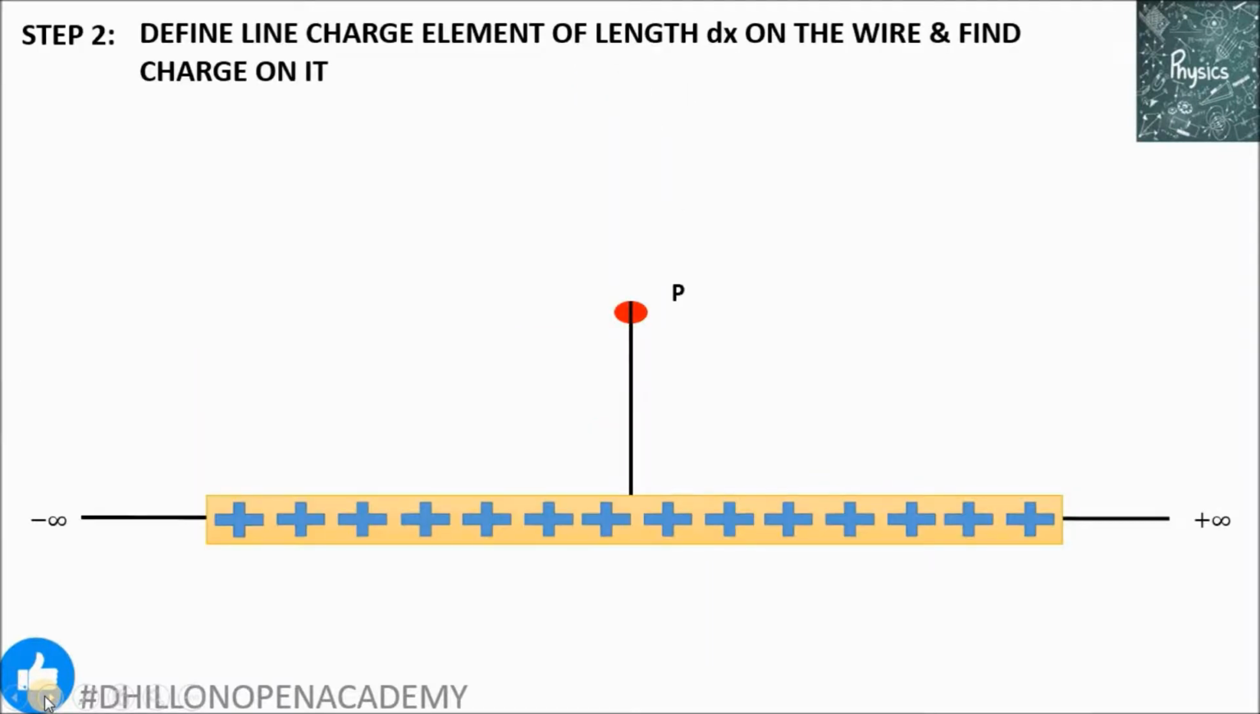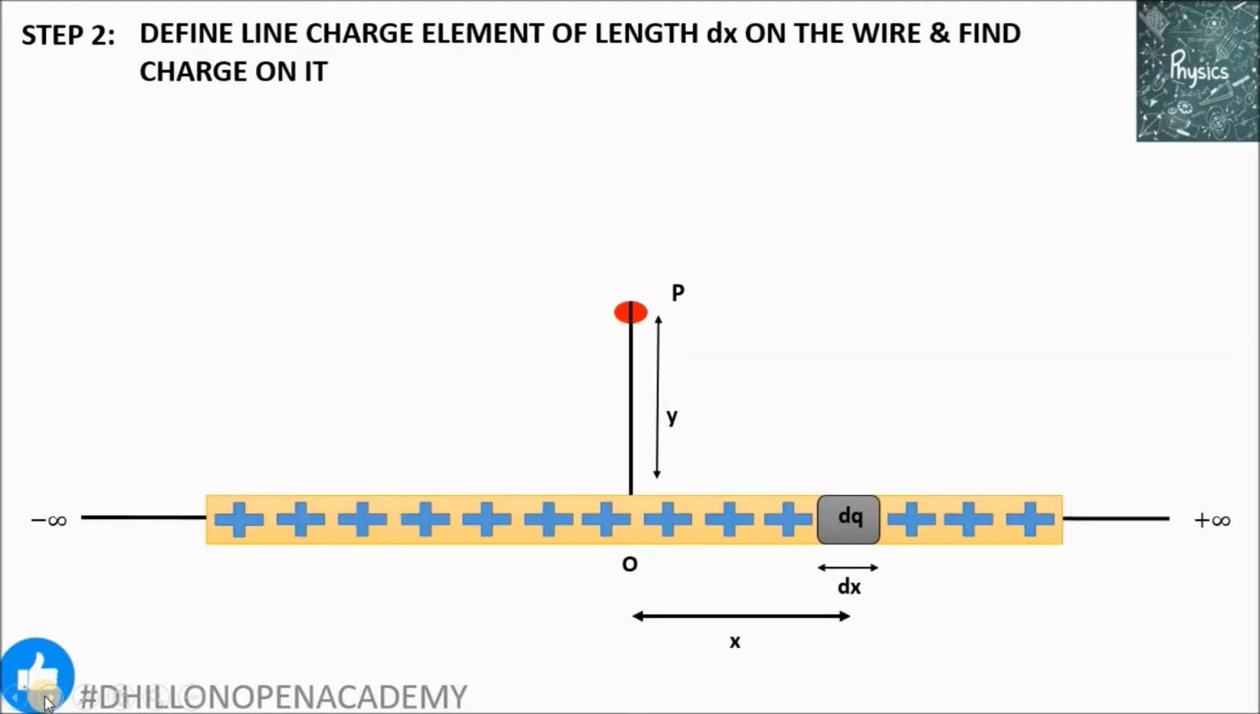Second step, we define a charge element of length dx on the wire and we will find the charge on it. Here we are indicating a small portion of the total length L, of length dx, with the condition that dx is approaching 0, so that the charge dq present on it is also approaching 0, so that it can qualify as a static point charge.